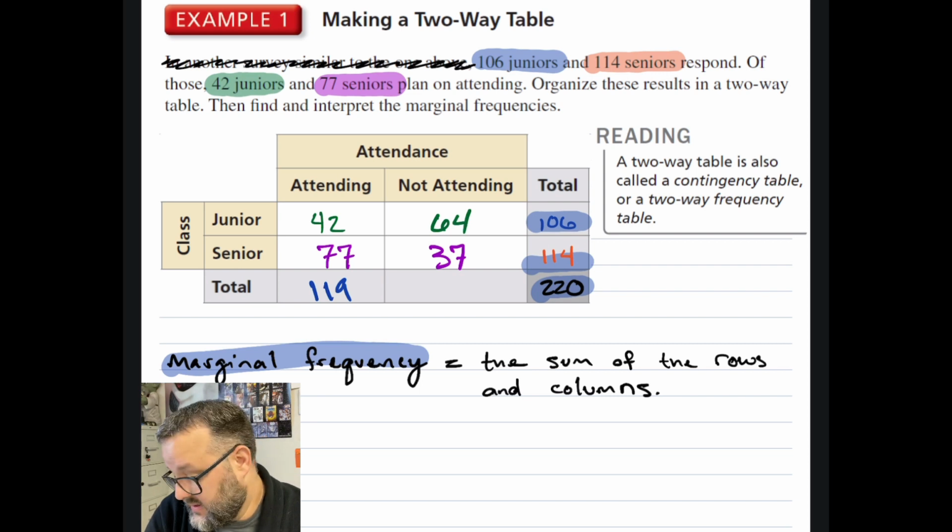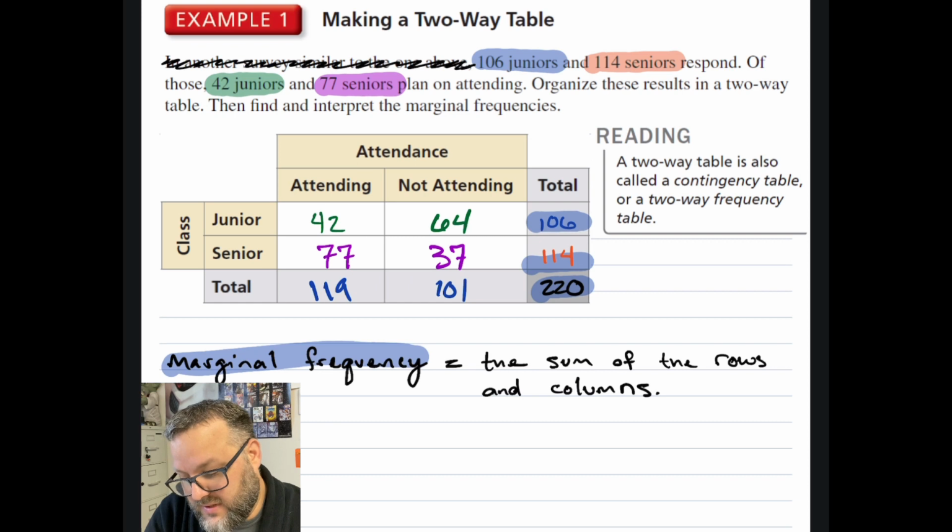Now, when we add 64 and 37 together, we are going to get 101. And if you take 101 plus 119, you also end up with 220. So the marginal frequency is 220. Now, we've been able to find the marginal frequency. Now we need to interpret it.